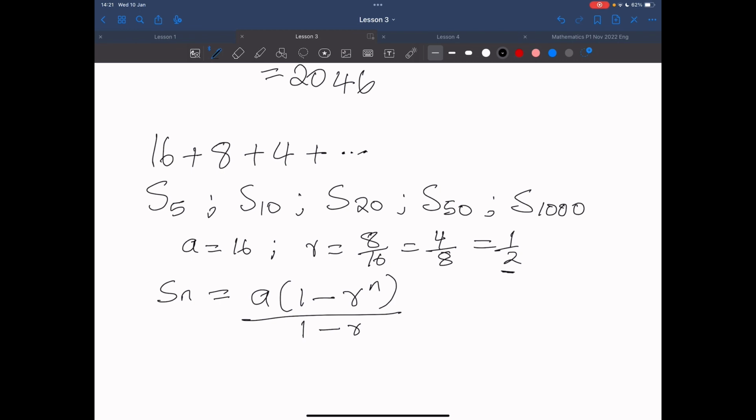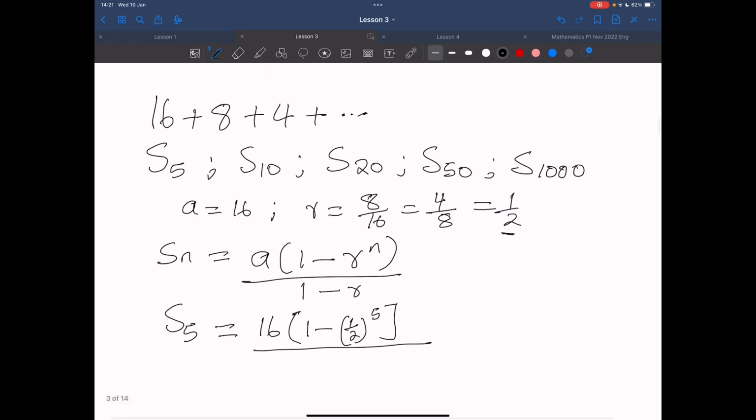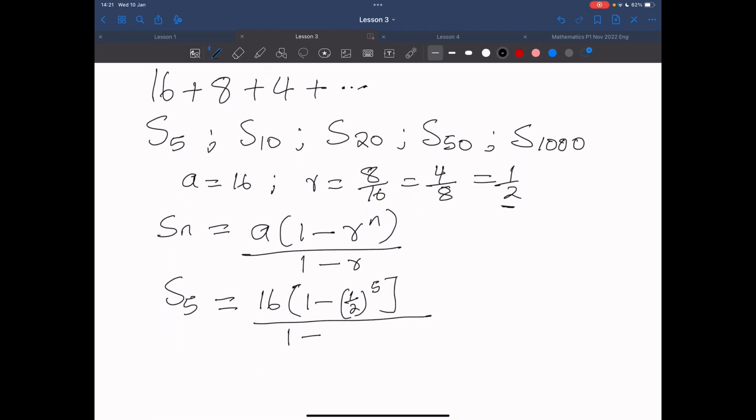Right, so we are going to calculate sum 5, meaning where we see n, we will put 5. So a is 16 into 1 minus r, which is half, to the power of 5. Okay, it's best to use the big bracket. So this is over 1 minus r, which is half. So we go back to our calculator.